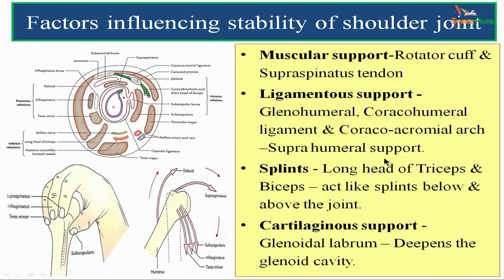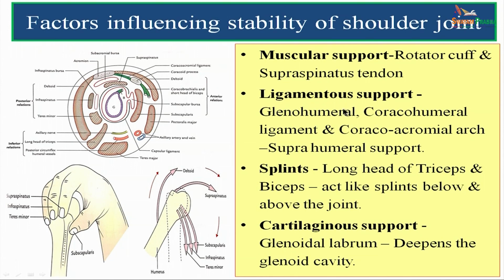What are the factors influencing the stability of shoulder joint? These can be categorized as muscular support, ligamentous support, splints and cartilaginous support. The muscular support is offered by rotator cuff and supraspinatus tendon. The ligamentous support is by glenohumeral ligament, coracohumeral ligament, coracoacromial arch.